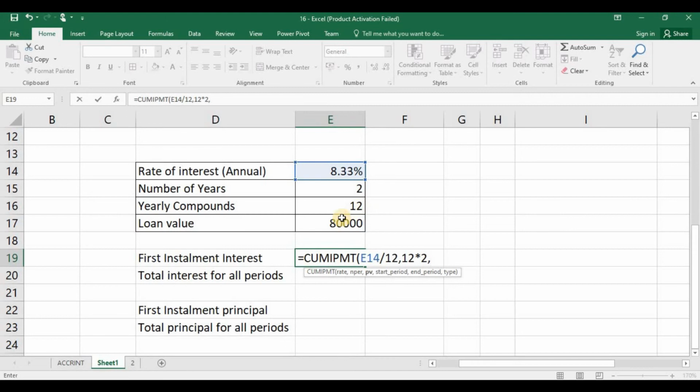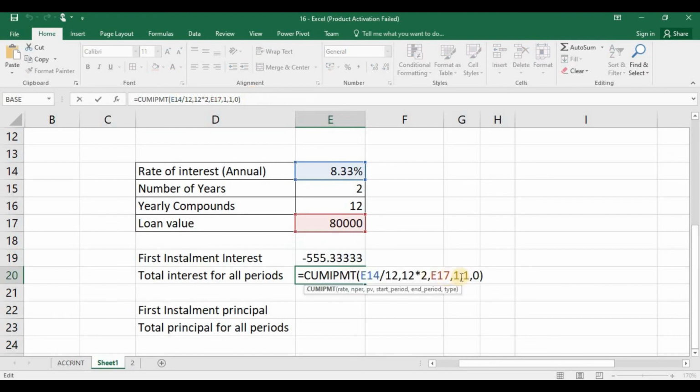Next, we have to enter the total loan amount. Here, our total loan amount is 80,000. Select that. Next, enter the start period. We are calculating the interest for the first month, so give this as 1. End period also should be 1. Close the round brace. Press enter. See, this is the interest amount for the first month's EMI. To calculate the total interest of the loan, change the end period to 24. Then it will give the total interest amount.